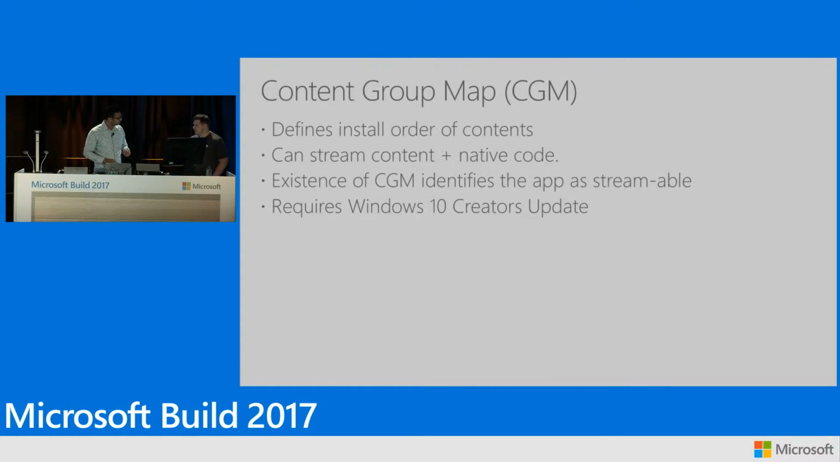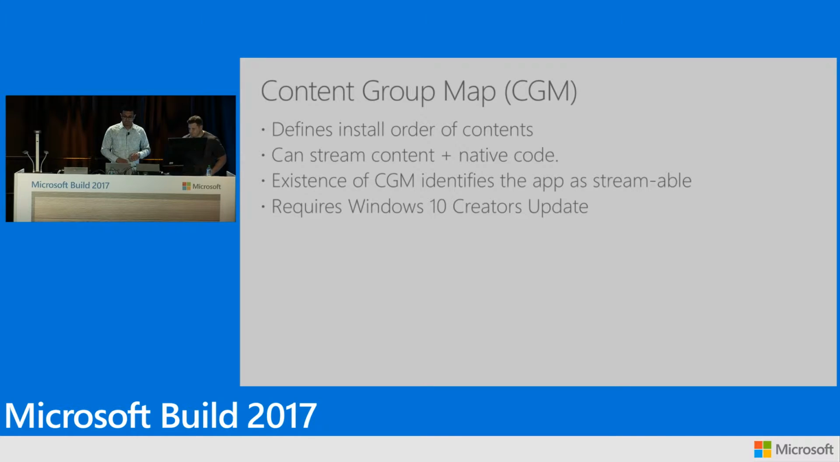So what you're saying here, Sandeep, is the minimum I need to do to make my app streamable is just create this content group map. Exactly. But I want to actually improve that experience because I really just don't want users hanging and waiting for files to download. So what does it really look like for me to create an experience for our users?